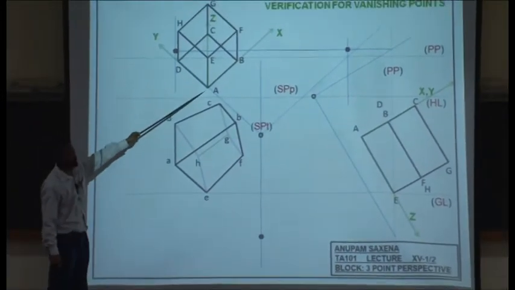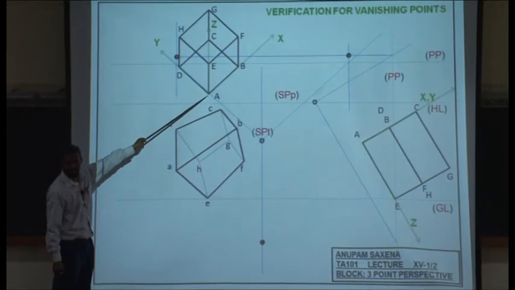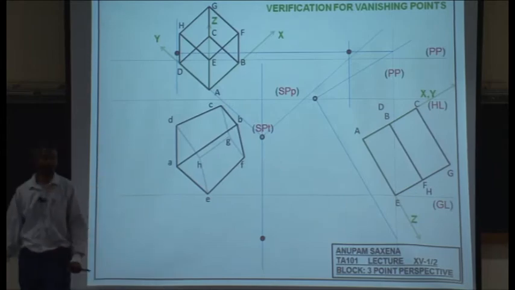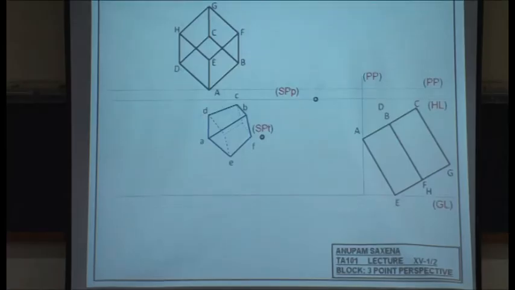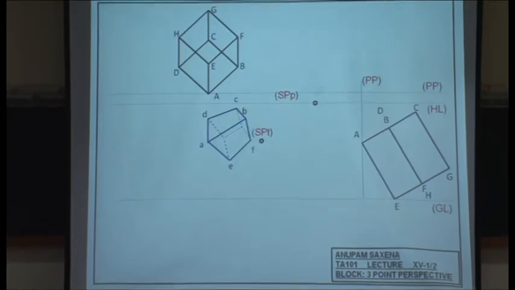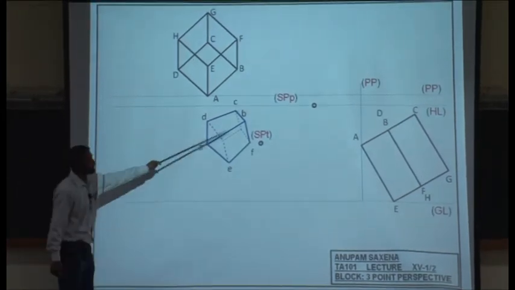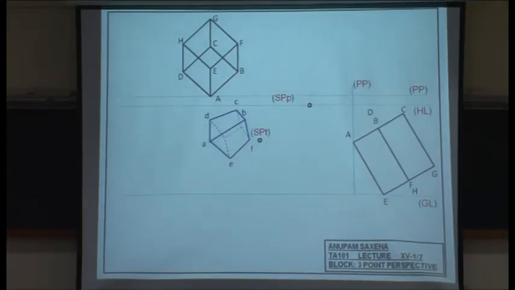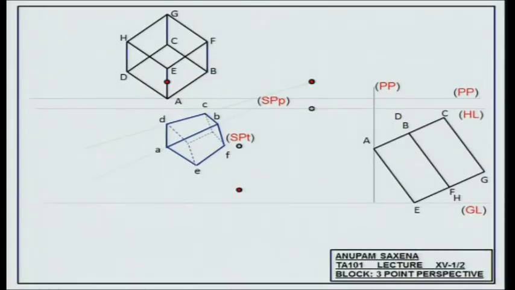So, in this example I took my picture plane to be passing through vertex A, not vertex E, but vertex A, both in the top view and in the profile view. Here what I got was this perspective. The dashed lines are behind, they won't be visible, but they are there for me to verify the vanishing points. I start drawing these lines, they tend to converge to three different locations.